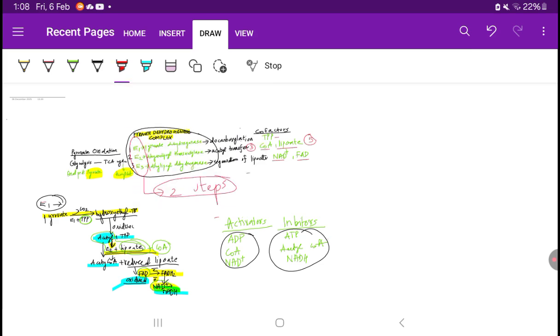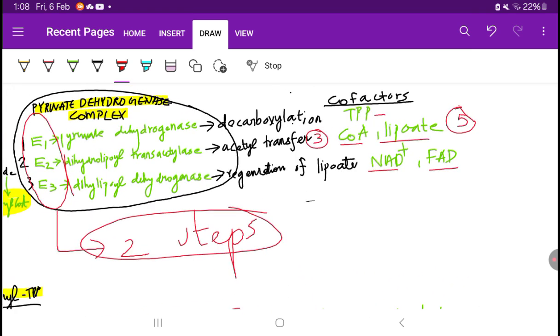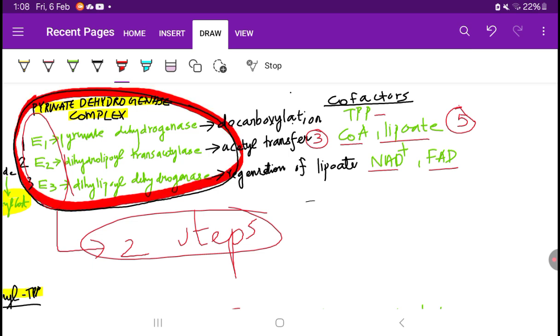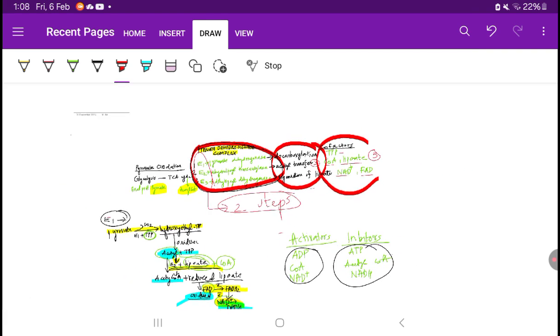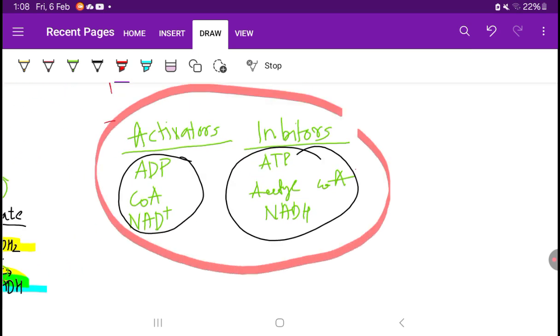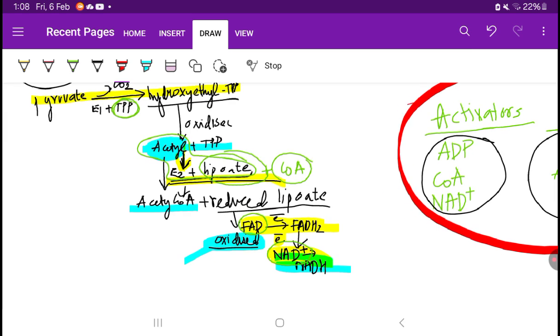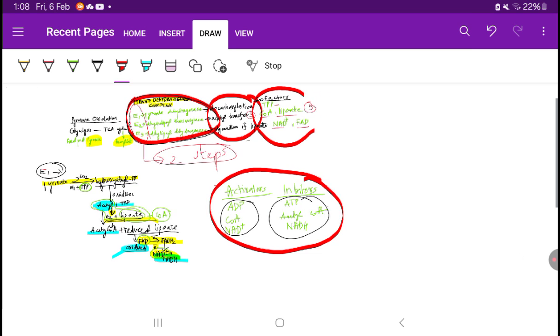Okay, so you have to learn the pyruvate dehydrogenase complex, its cofactors, its functions, its activators and inhibitors, and you just need to read and understand the process taking place in these steps. So these are all in this topic, so you have to study all of these things. Okay.